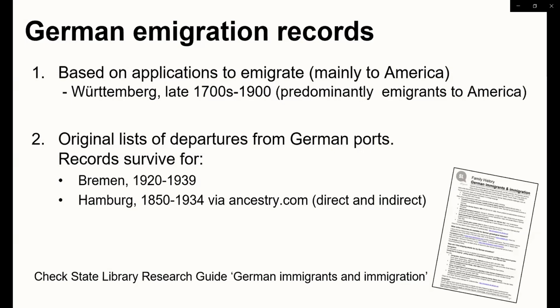The first one for immigrants traveling direct to their end destination. The second for those intending to disembark at another port, such as London or Naples, before embarking on another vessel to their final destination, i.e. the indirect lists. Both types of lists are accessible via ancestry.com, but the German handwritten records are difficult to search. You can check the State Library Research Guide, German Immigrants and Immigration, for further details.